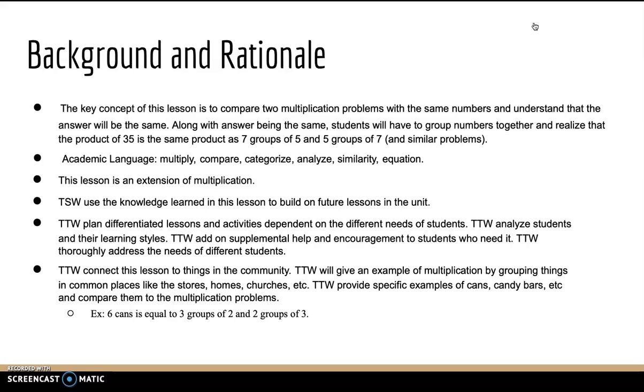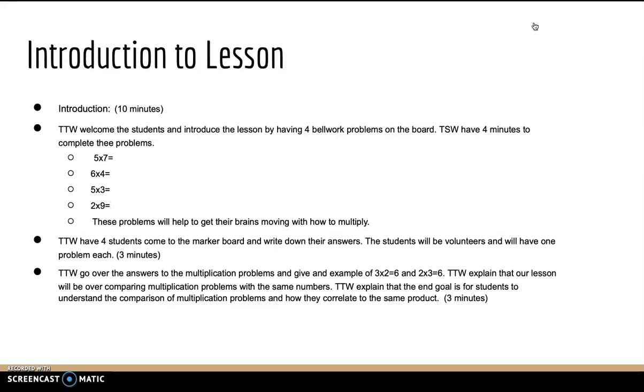I'm going to connect this lesson to things in the community. We'll get into that a little bit more later, specifically with things like cans, candy bars, trophies, that kind of stuff. So an example includes 6 cans is equal to 3 groups of 2 or 2 groups of 3.